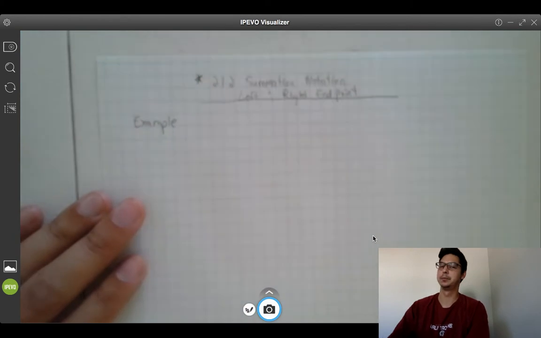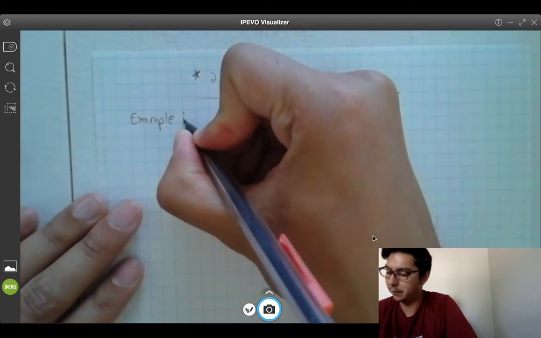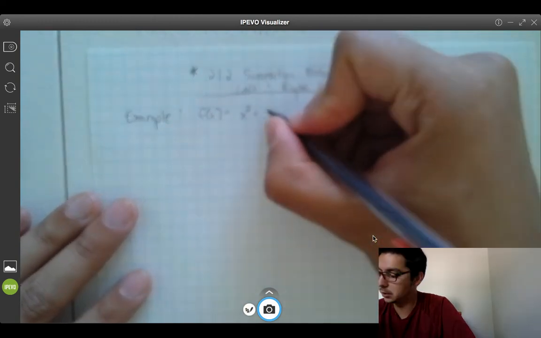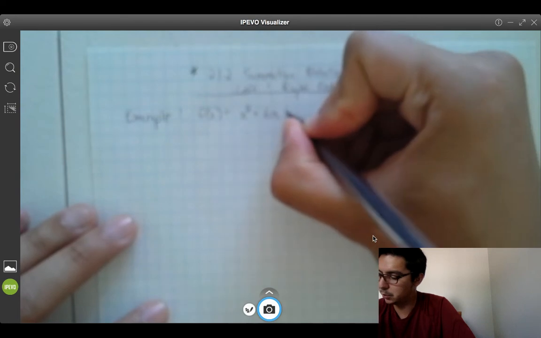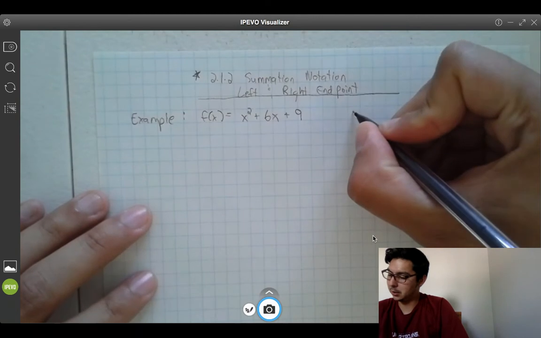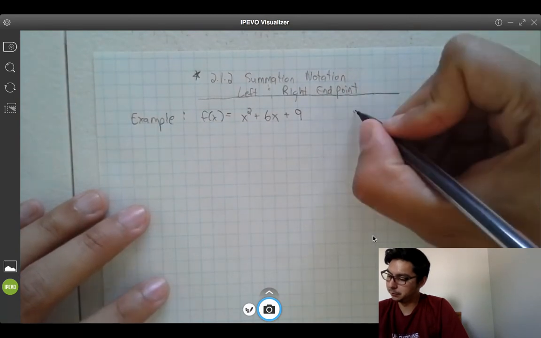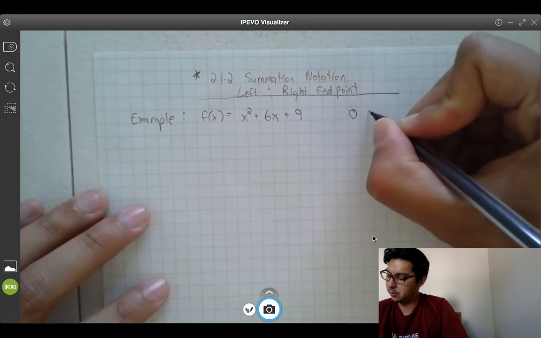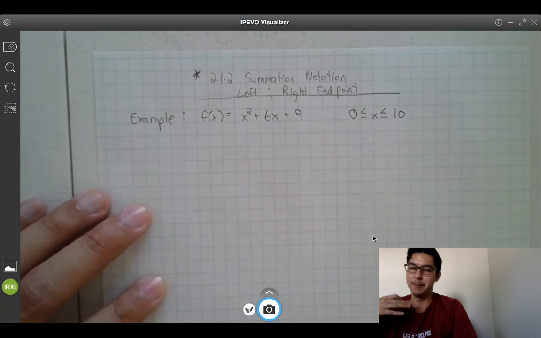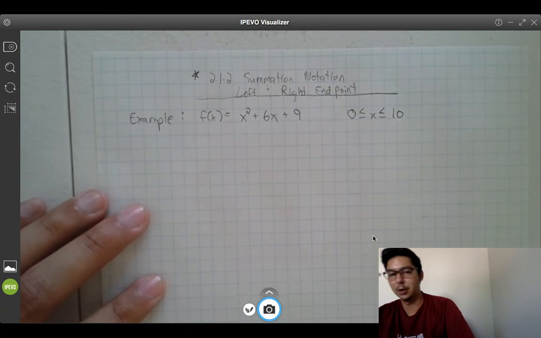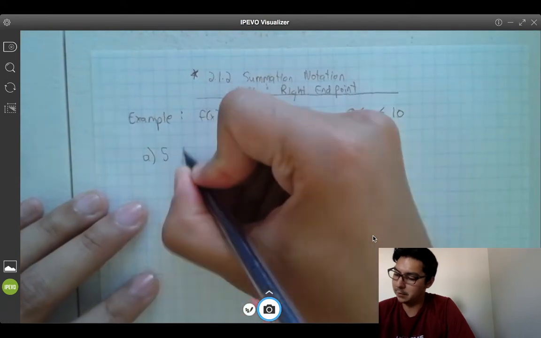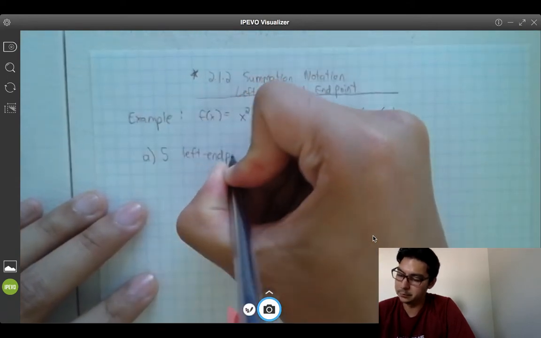So let's say we have a function f of x equals x squared plus 6x plus 9. Why not? And we're going to look at this on the interval from 0 to 10. And we'll do different amounts of rectangles to help you see how to write summation notation. So let's say we want to do 5 left endpoint rectangles.